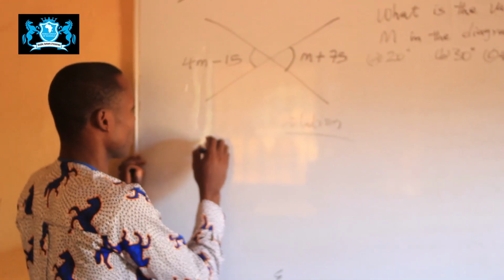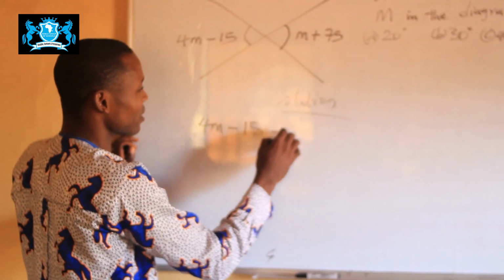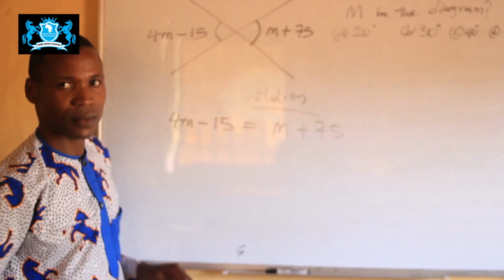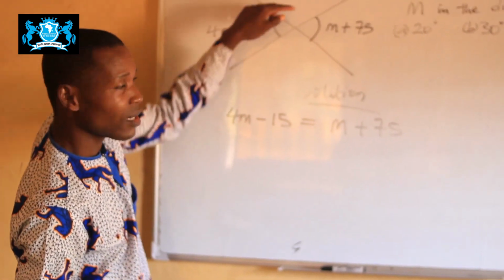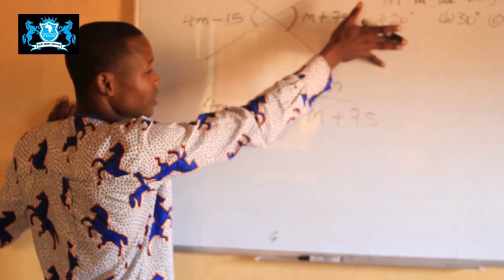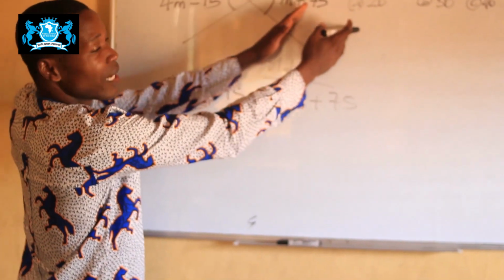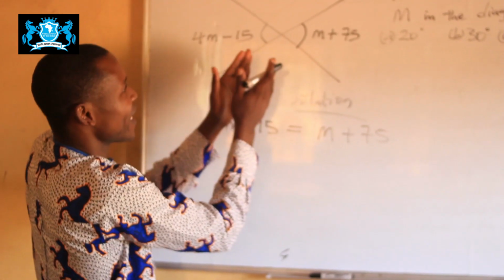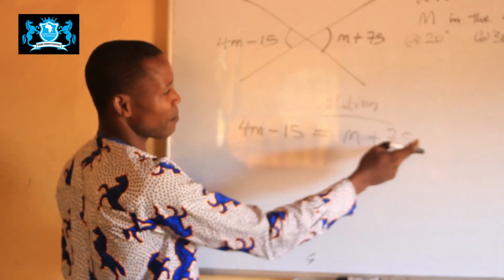That is to say, 4m minus 15 is equal to m plus 75. Remember what I said? Whatever is here equals whatever is here. The angle here equals the angle here. Therefore, 4m minus 15 equals m plus 75.